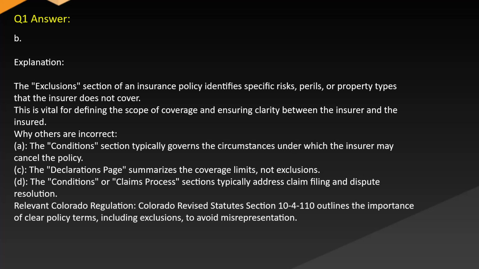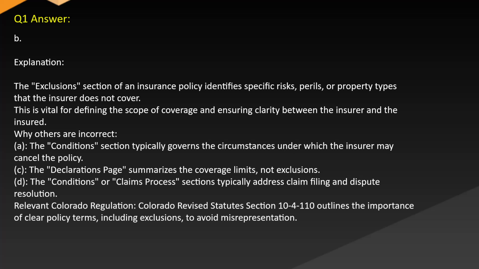Answer: B. Explanation. The exclusions section of an insurance policy identifies specific risks, perils, or property types that the insurer does not cover. This is vital for defining the scope of coverage and ensuring clarity between the insurer and the insured. Why others are incorrect.